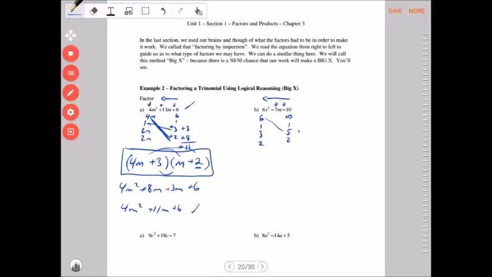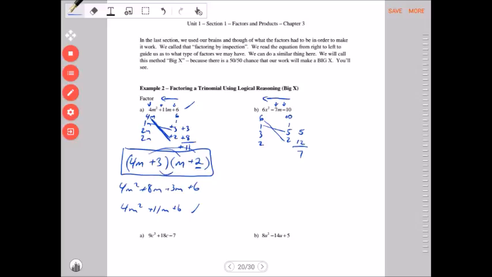6 times 5, that's 30. 1 times 2 is 2. Well, those subtract to 28. Well, that's not what we want then, is it? Okay, however, if we do this one, 6 times 2 is 12, and 1 times 5 is 5. Hey, those ones do subtract to 7. Okay, now, well, 12 minus 5 is 7, I guess.